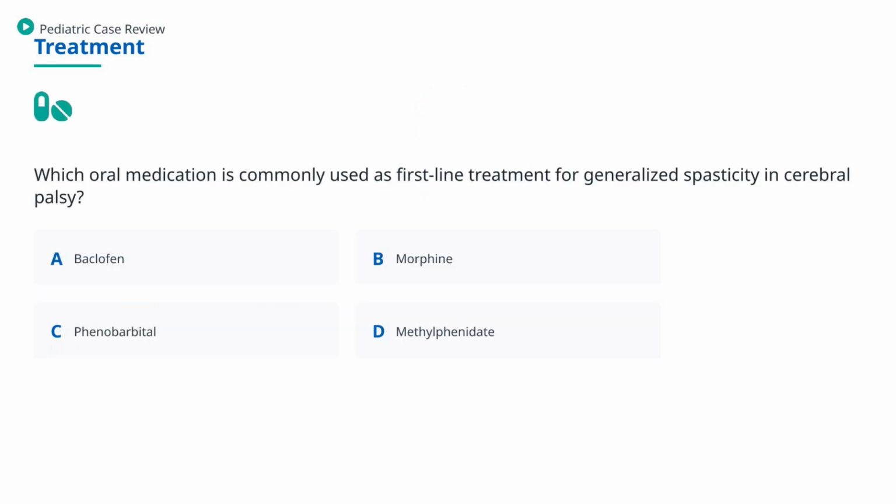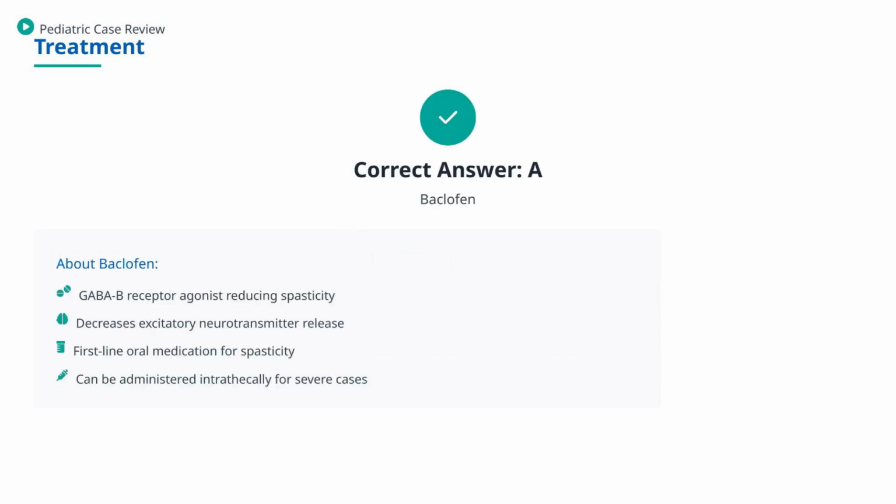Which oral medication is commonly used as first-line treatment for generalized spasticity in cerebral palsy? A. Baclofen. B. Morphine. C. Phenobarbital. D. Methylphenidate. The correct answer is A.